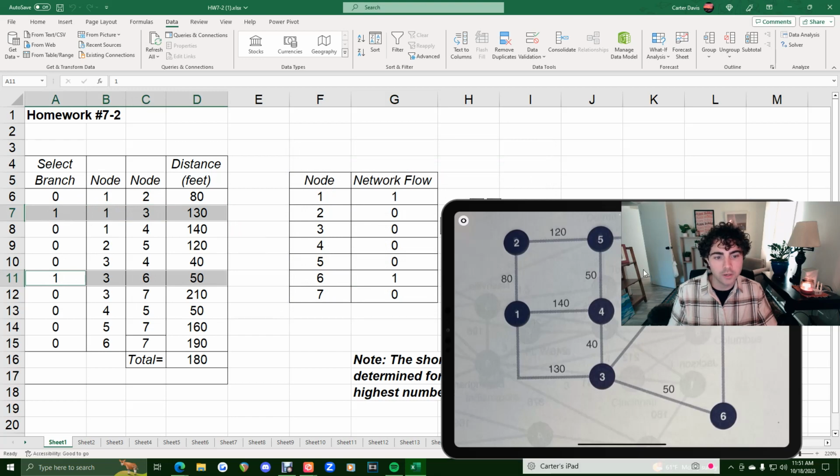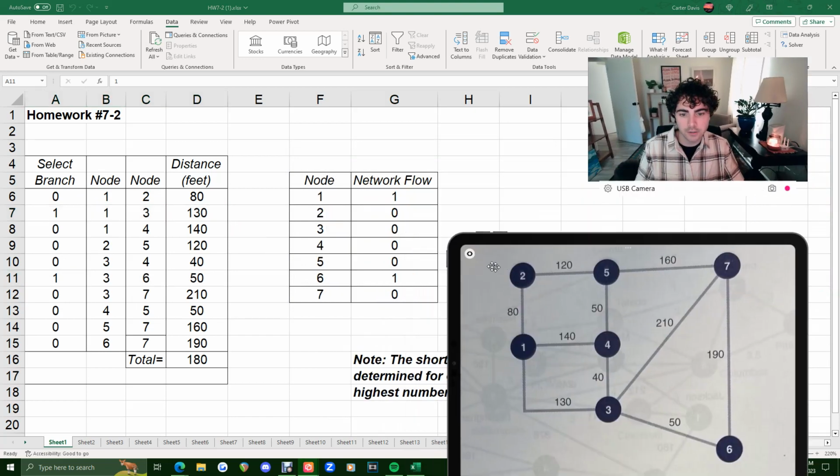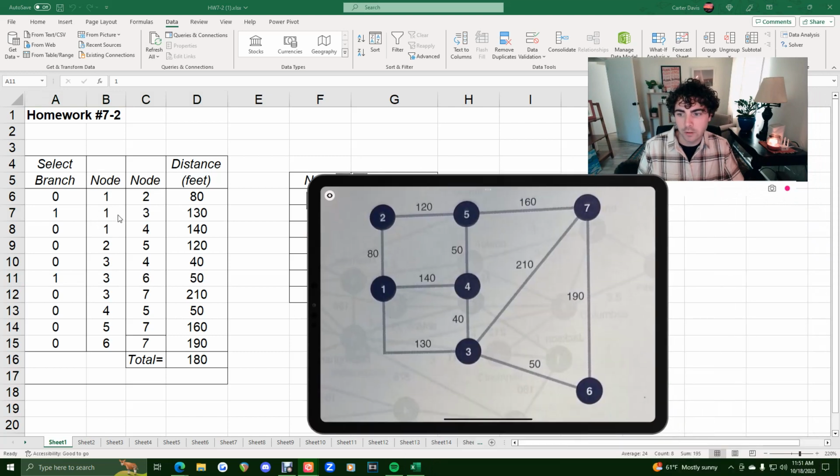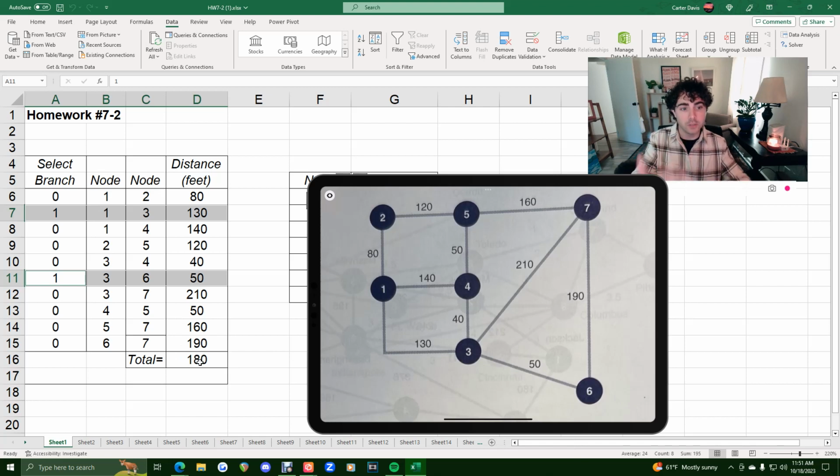So we hit Solve, we hit OK, and notice now we have our new highlighted branches, our ones here. We're going from 1 to 3, so looking at our chart, 1 to 3 is 130, and then we're going from 3 to 6 for 50. So 130 plus 50 for a total of 180. You would keep repeating this process for all the other nodes and find the shortest distance from 1 to those nodes. All right.